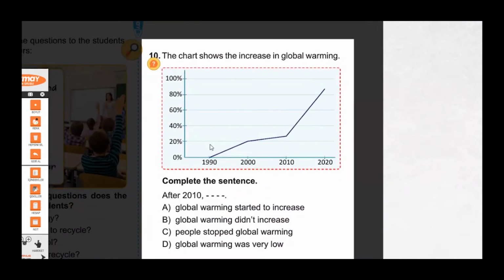10. The chart shows the increase in global warming. Complete the sentence. After 2010, global warming started to increase. Global warming didn't increase. People stopped global warming. And D, global warming was very low. Of course, it's A. It started to increase after 2010.